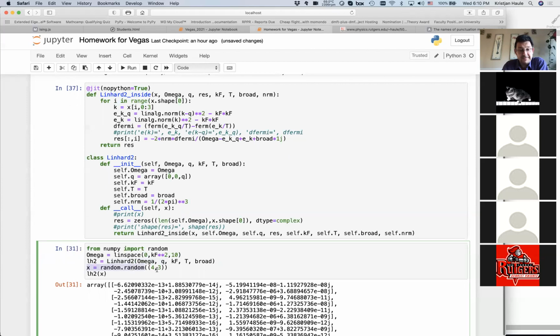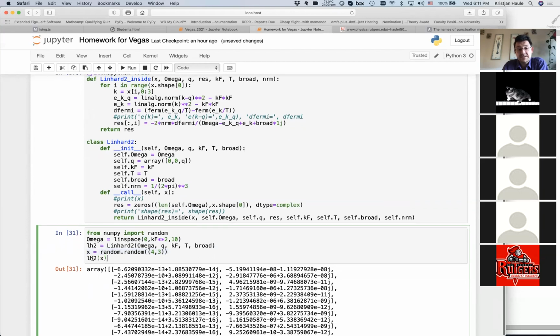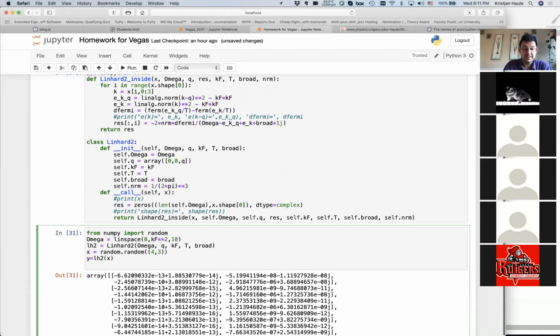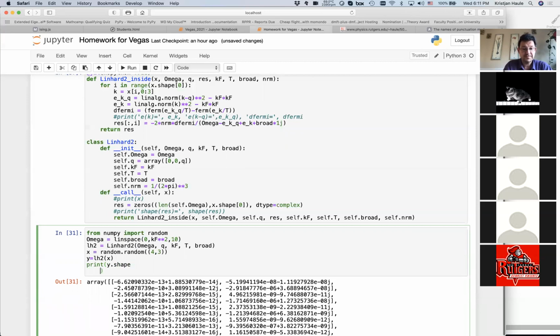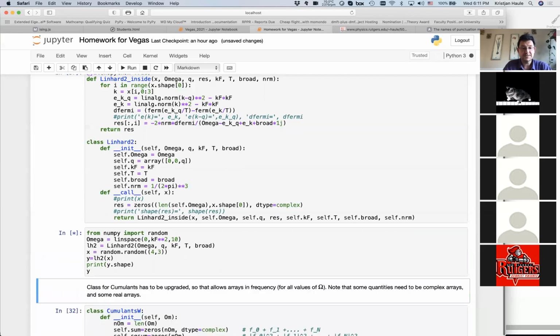Then we define four random momenta, each of them three-dimensional, of course, and then the result is supposed to have shape of omega times x, isn't it? So let's say y is LH2, and then we print, let's say, shape of y. No, actually this is supposed to be y.shape, and then we do y, let's say.